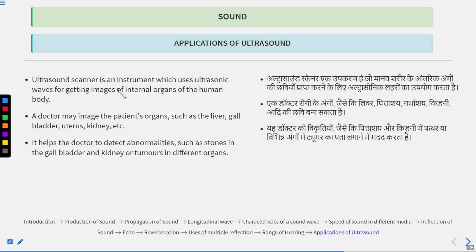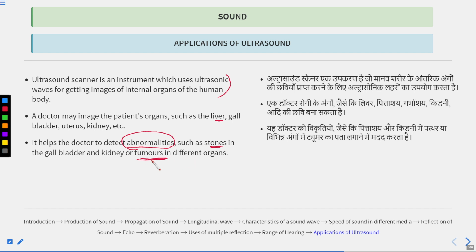Ultrasound scan is an instrument which uses ultrasonic waves for getting images of internal organs of the human body. That image of internal organs can be used by the doctor to check the health of the patient. A doctor may image the patient's organs such as liver, gallbladder, uterus, kidney, etc.